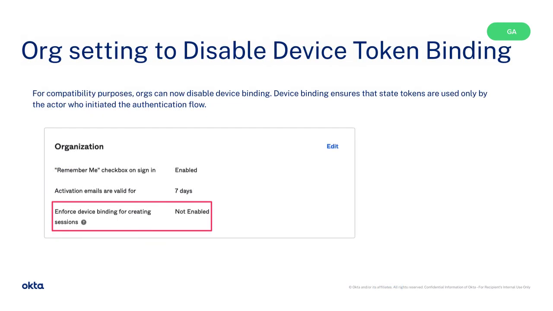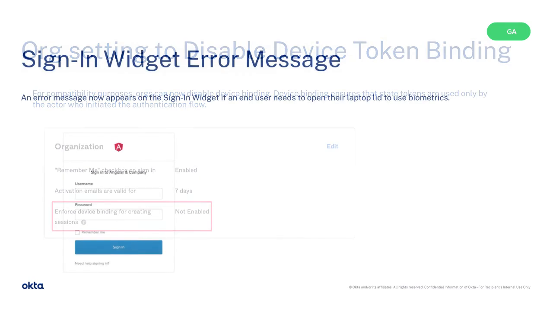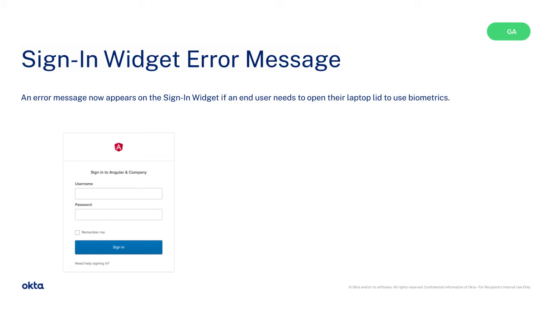For compatibility purposes, orgs can now disable device binding. Device binding ensures that state tokens are used only by the actor who initiated the authentication flow. An error message now appears on the Sign-In widget if an end user needs to open their laptop lid to use biometrics.